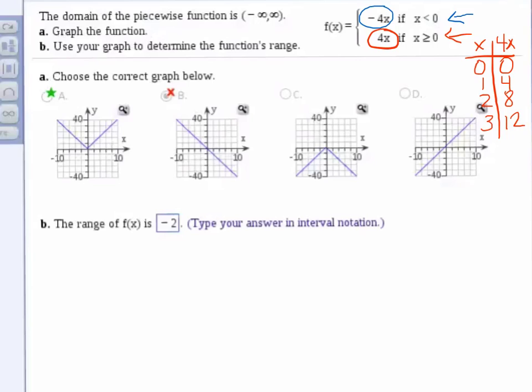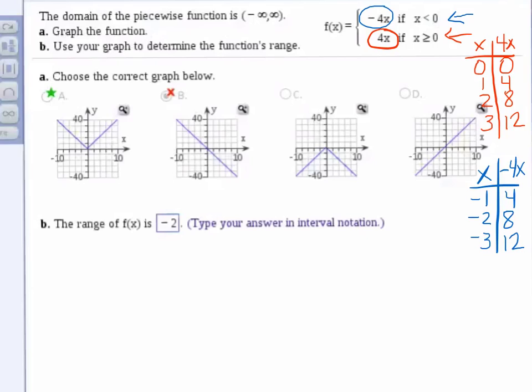Now we also have the other one for our numbers that are negative. And for that one, we want to use our negative 4x and plug in those x's. So those are numbers like negative 1, negative 2, negative 3. And we can plug in those, multiplying by negative 4. So negative 4 times negative 1 is positive 4. Negative 2 times negative 4 is positive 8. Negative 3 times negative 4 is positive 12.